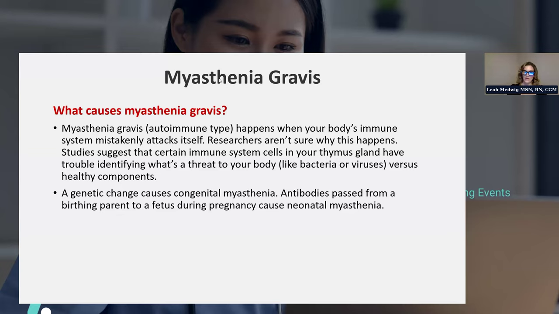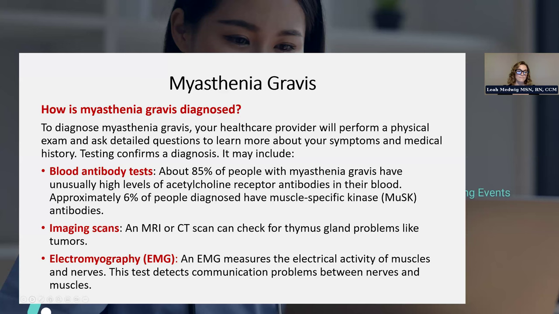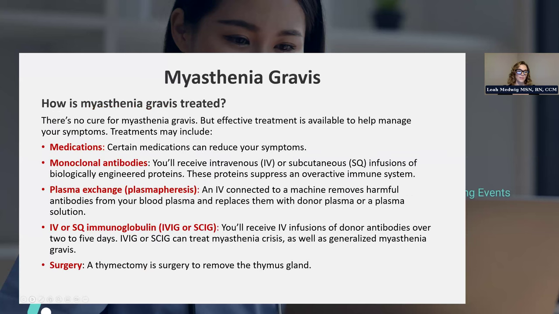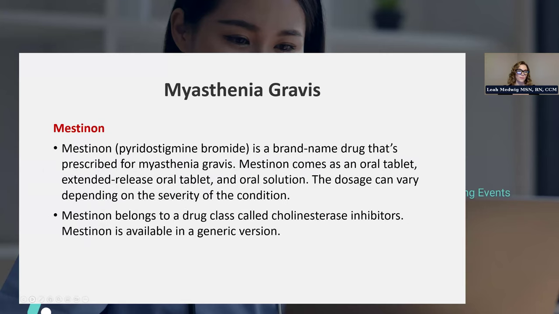Combination of genetic and environmental conditions, that makes a lot of sense too. It could be hereditary, possibly. Side effect of bacterial and viral infection. Yes. Mutations. Yes. You guys are all very smart here today. Yes. So all of these things can cause myasthenia gravis.